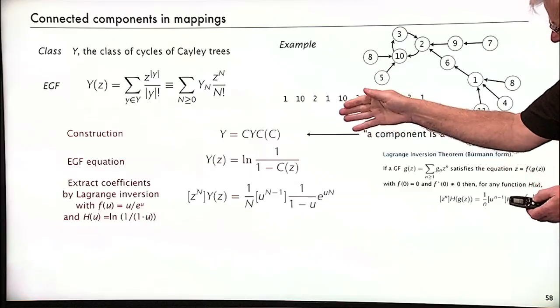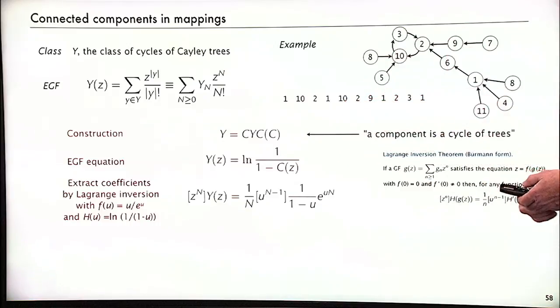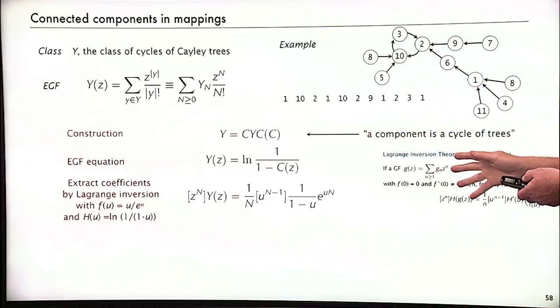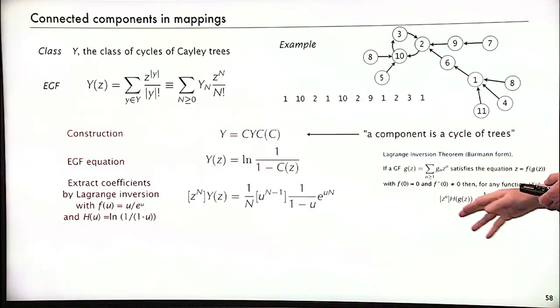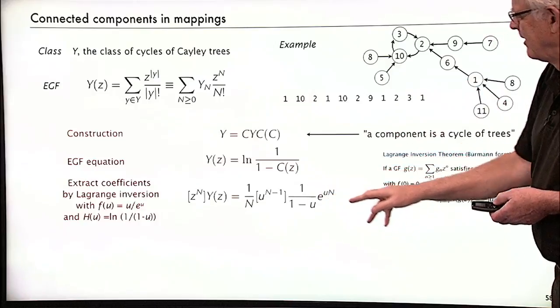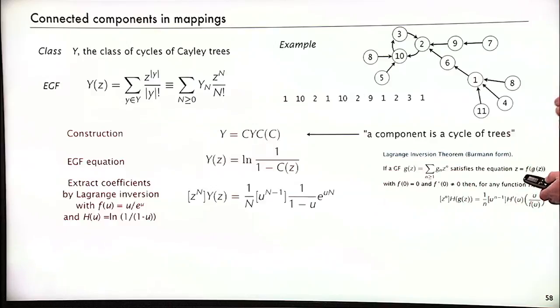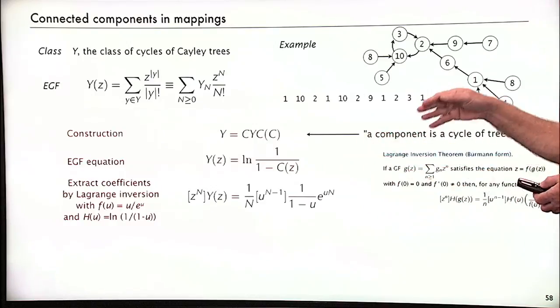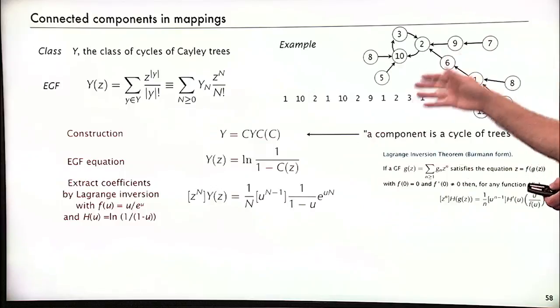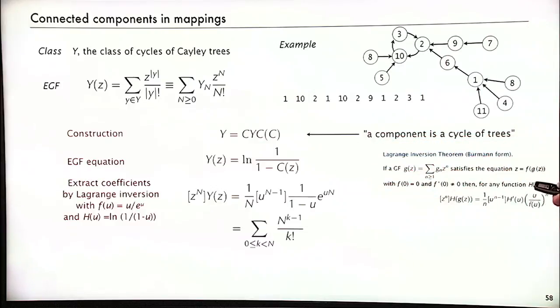Again, we've got f of u equals u over e to the u, because that's what the Cayley function does, and then our extra function in the Bürmann form is h of u equals log of 1 over 1 minus u. So that's going to immediately give that h prime of u is 1 over 1 minus u. And then we still have the e to the un, that's u over f of u to the n. So our number of connected components is 1 over n times the coefficient of u to the n minus 1 in that formula.